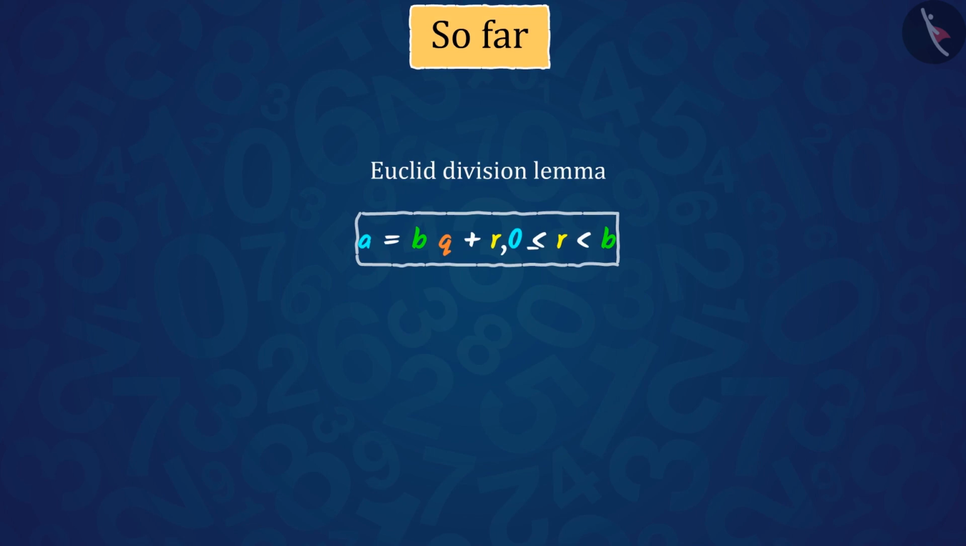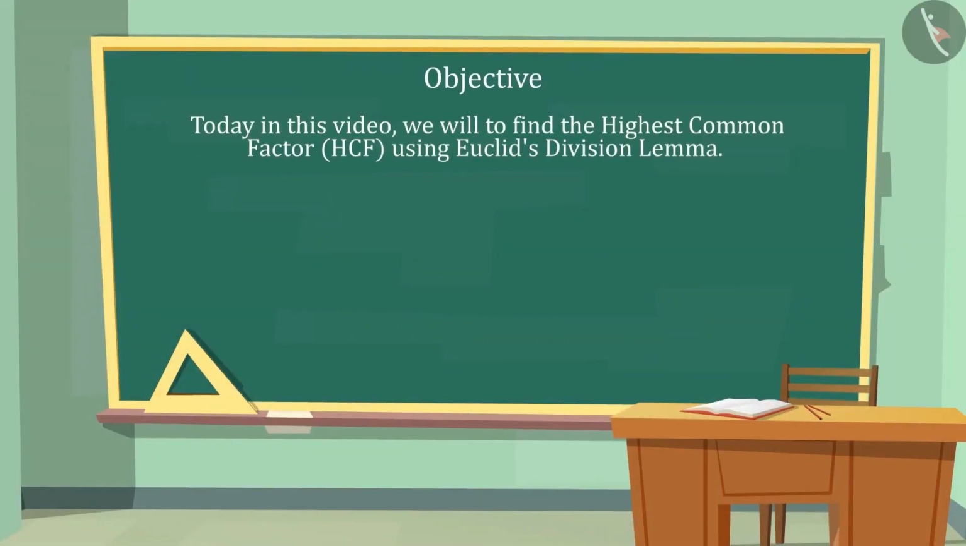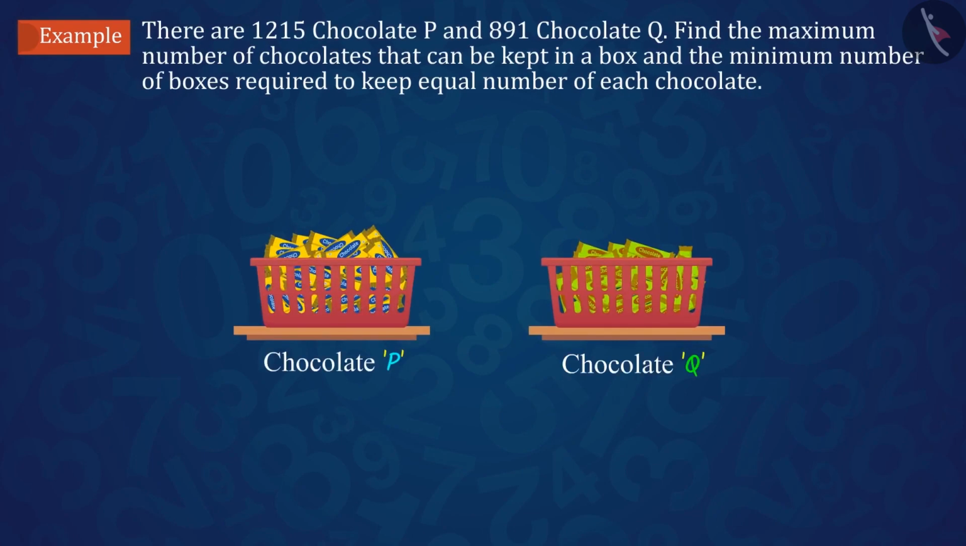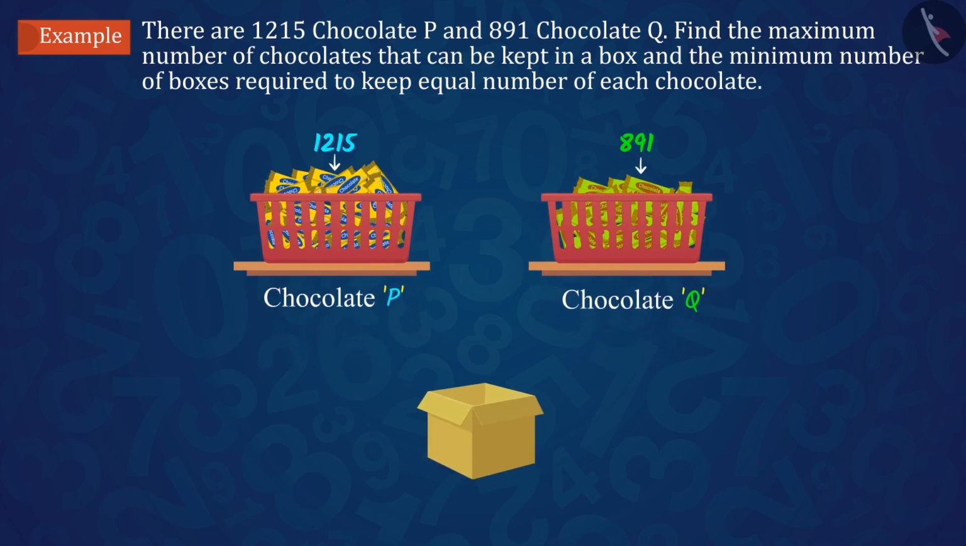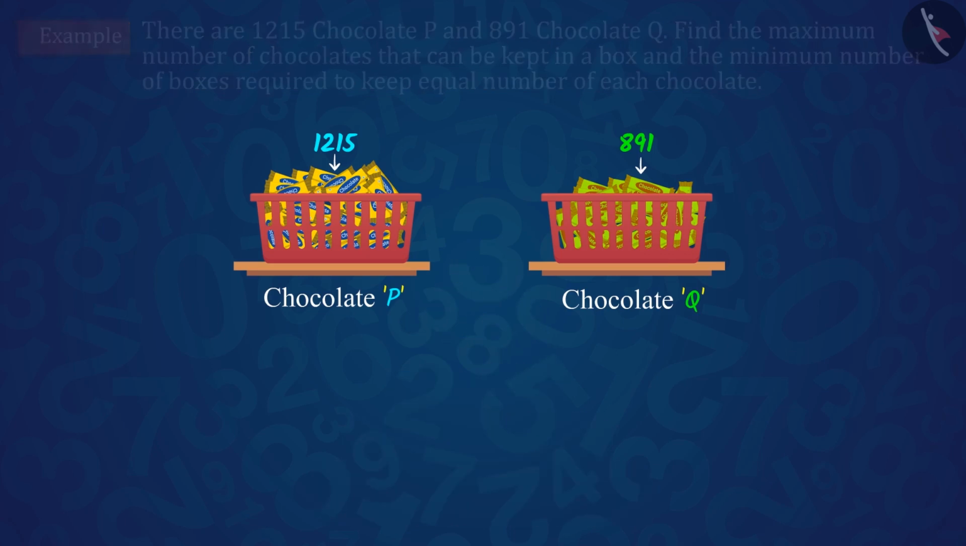In our previous video, we studied Euclid's division lemma. Today, in this video, we will learn to find the HCF using Euclid's division lemma. The numbers of chocolates P and chocolates Q are 1215 and 891 respectively. What is the maximum number of chocolates that can be kept in a box, and how many minimum boxes are required to keep an equal number of each chocolate?